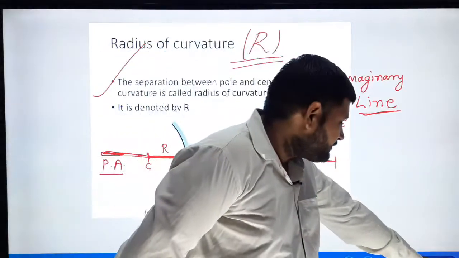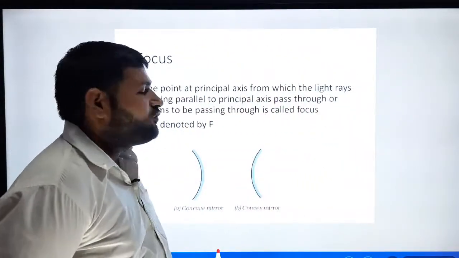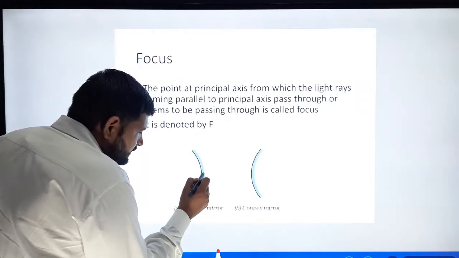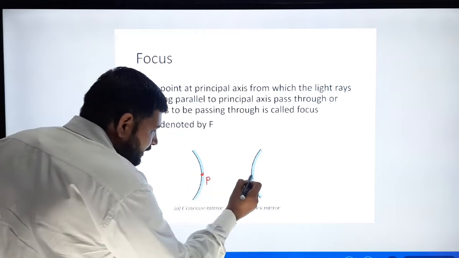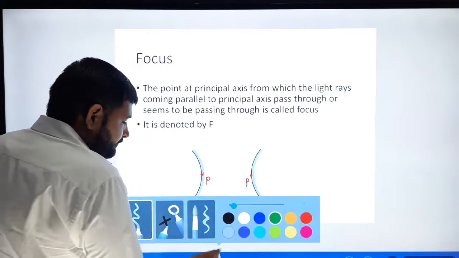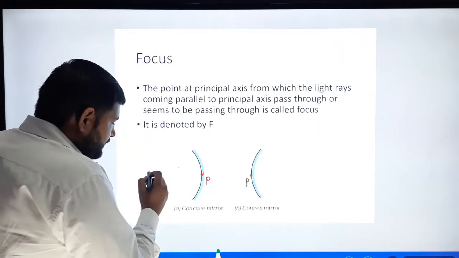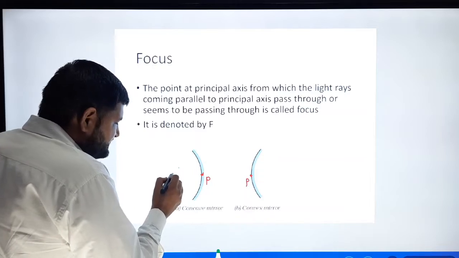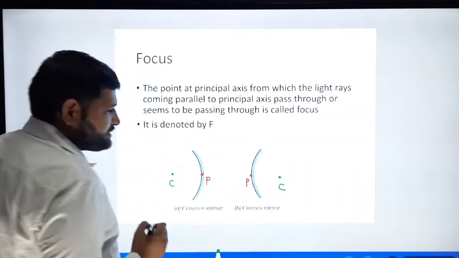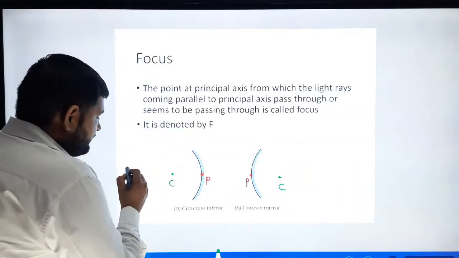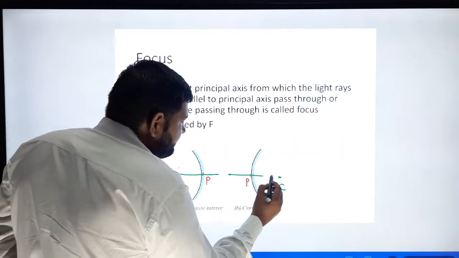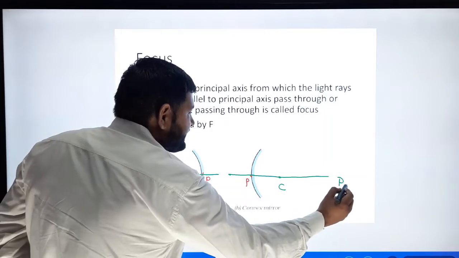Okay, let's move on to the next definition, which is focus. So first, the center of the reflecting surface is pole. So we will mark the pole. Okay. Next is what? The center of the sphere from which mirror is carved out is called center of curvature, capital C. The line which is joining the pole and the center of curvature is principal axis.